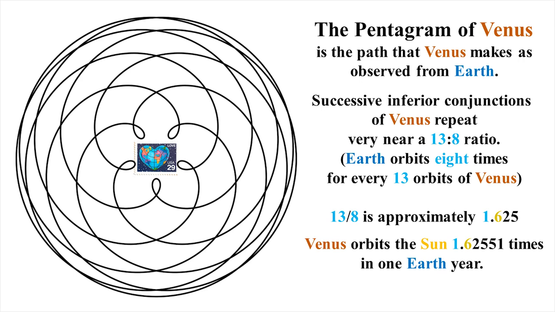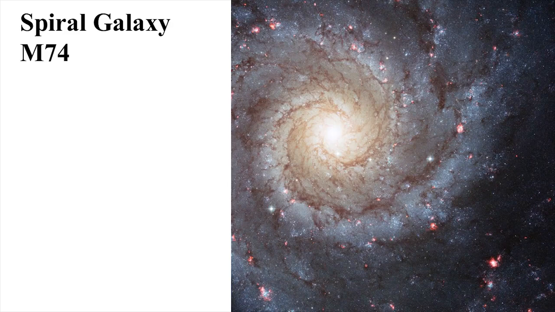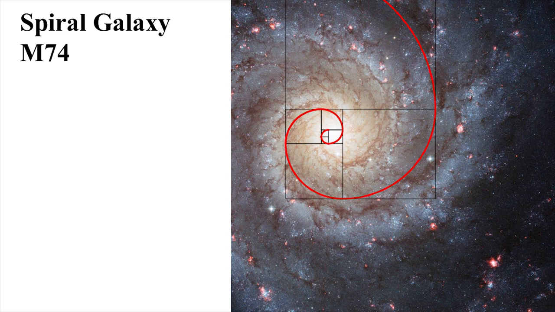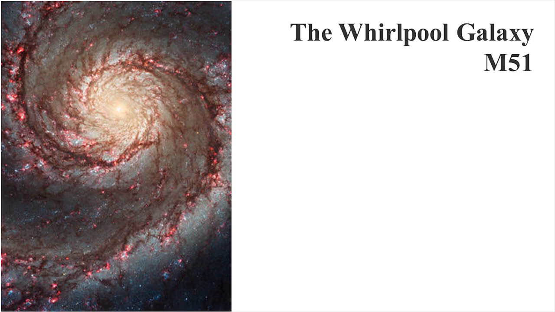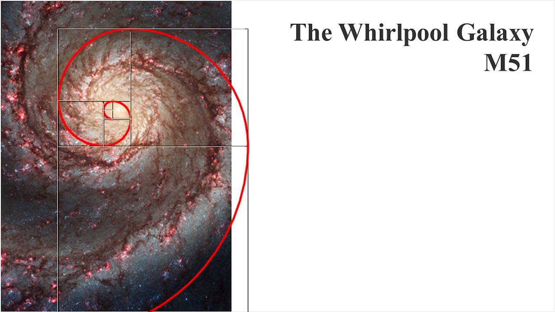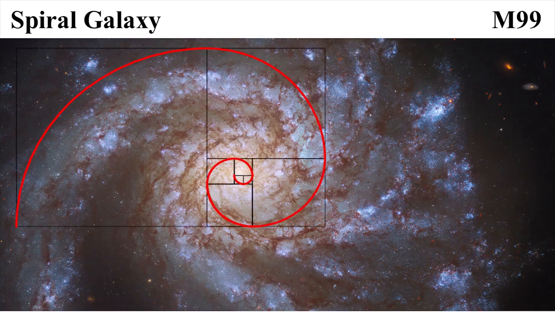So Venus orbits the Sun 1.62551 times in one Earth year, is the bottom line there. Okay. Look at galaxies. Galaxies have that growth spiral, which we obtained from the Fibonacci series. Here's the Whirlpool galaxy, spiral.